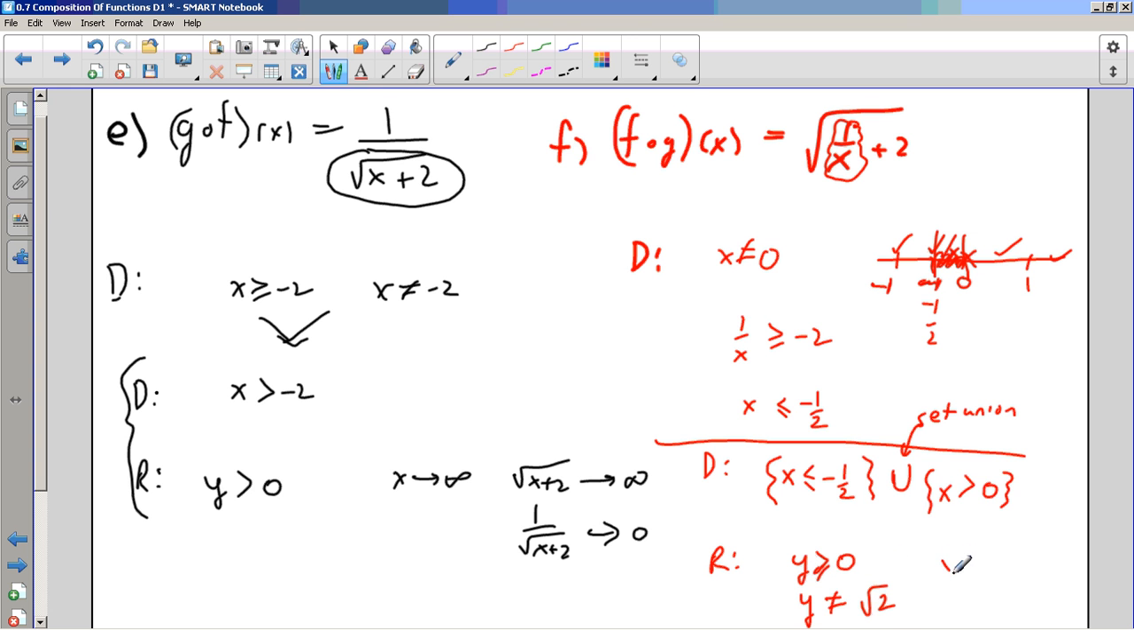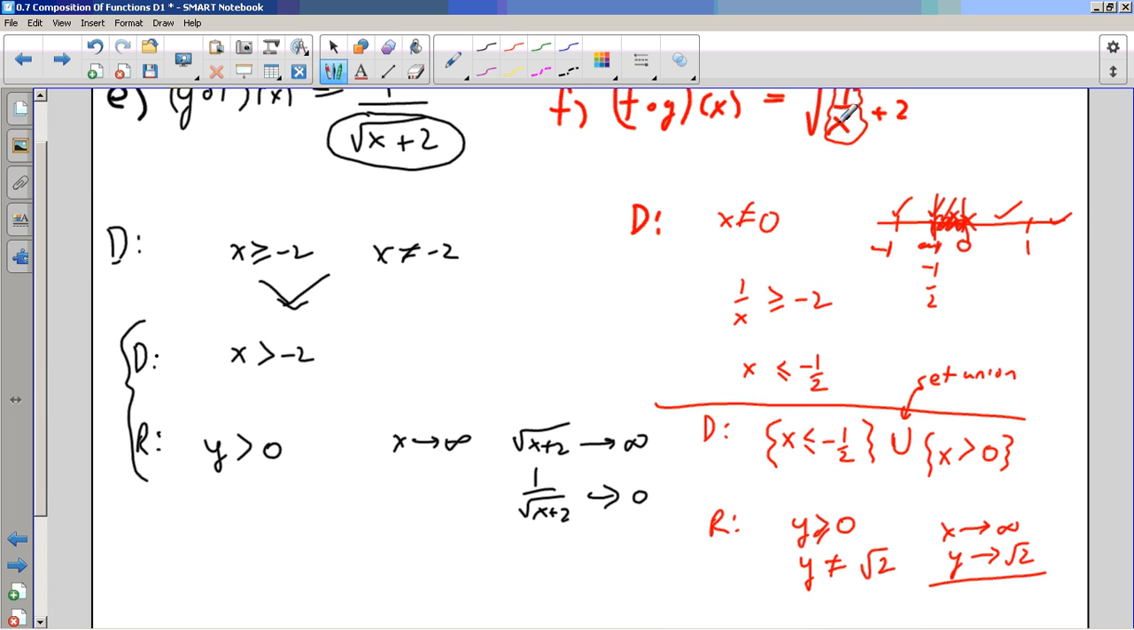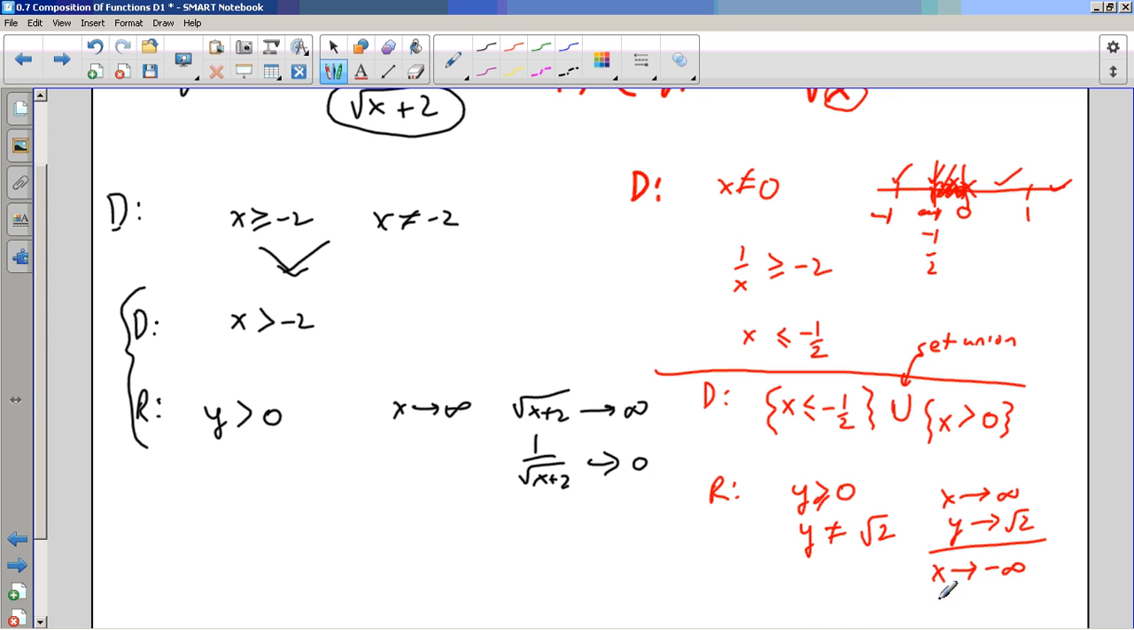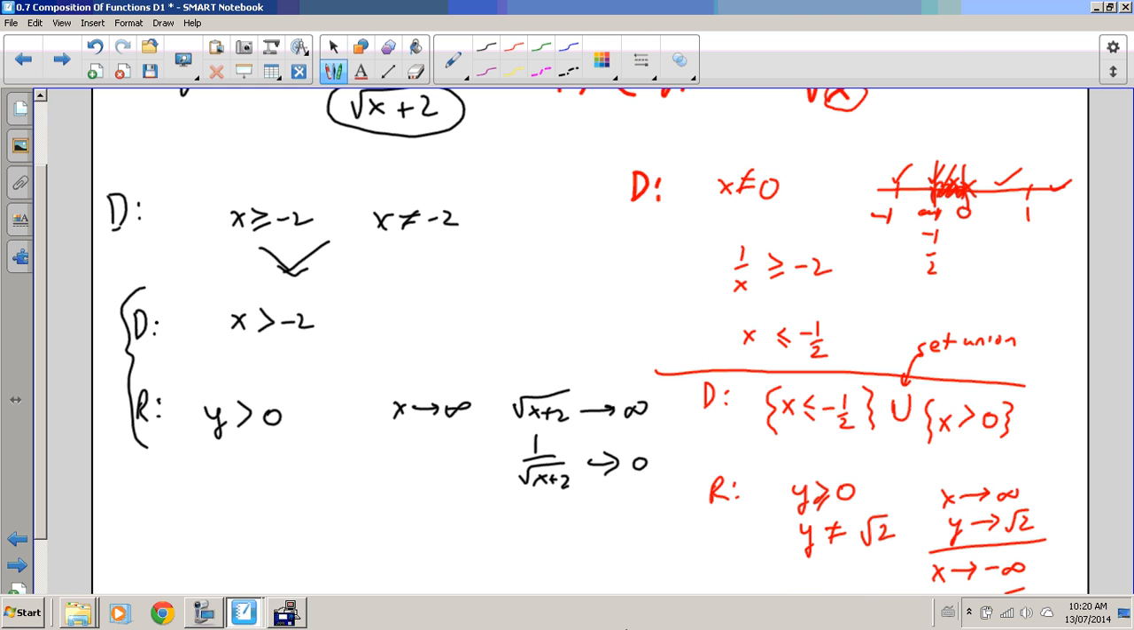I'm going to have only positive and then some sort of asymptote. It feels like, you know, as x gets close to positive infinity, then y is going to get close to the square root of 2 because this is getting close to 0. As x goes to negative infinity, this is going to become a really small negative fraction, and y is going to get close to the square root of 2. So I'm going to have an asymptote. There's your domain and range. Let's look at the graph.